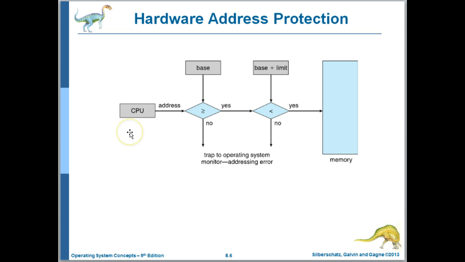Note that the process is generating physical addresses. There's no mapping of a CPU generated address before it is applied to memory. So that address is first checked against the base. If it's less than the base address, then we have a trap. Then that address is checked against base plus limit, and if it exceeds base plus limit, we have a trap. Otherwise, the address is sent on to the memory unit.